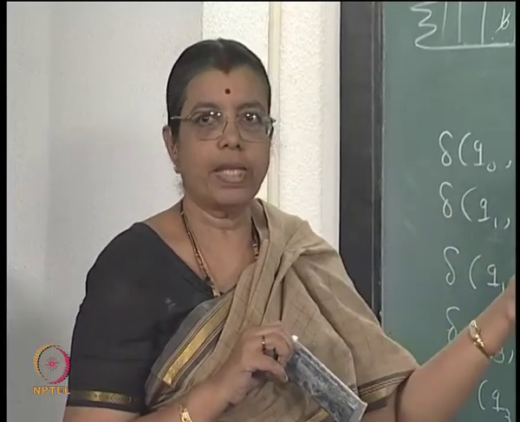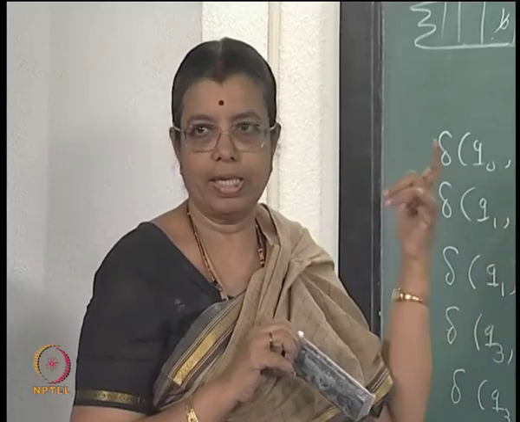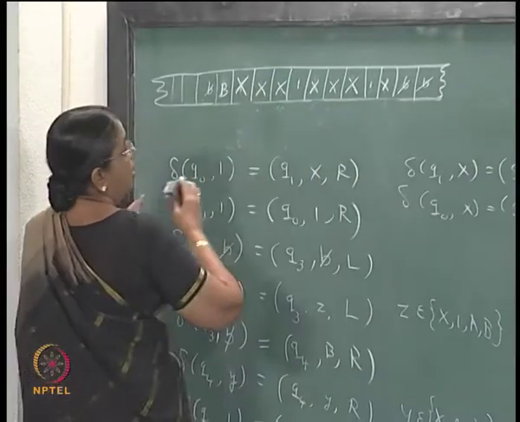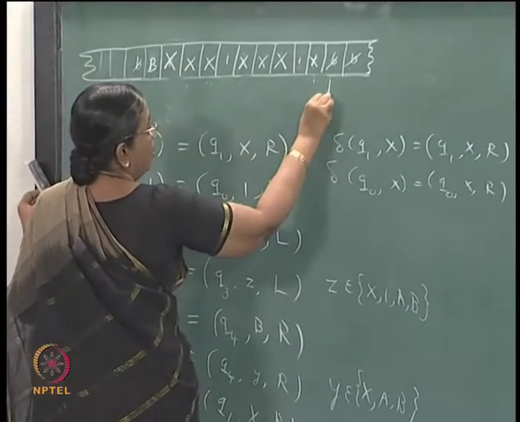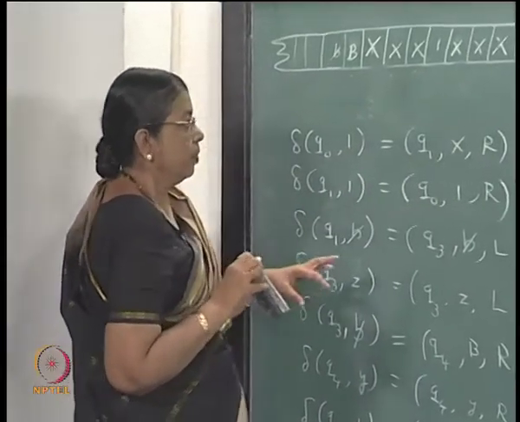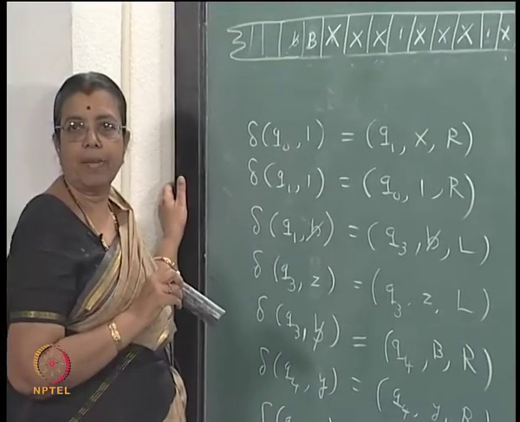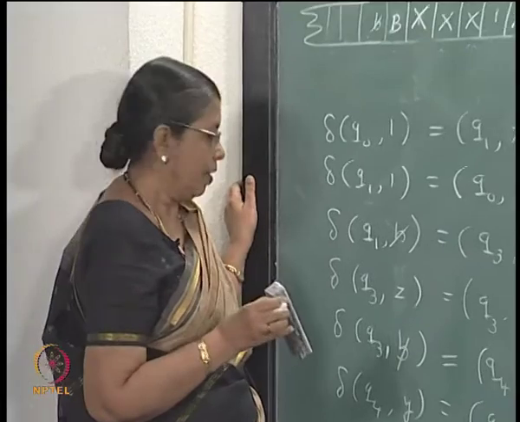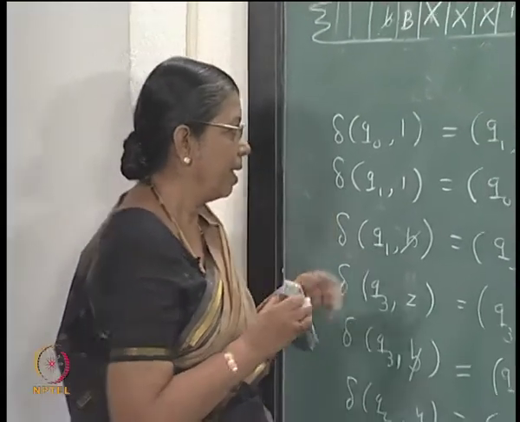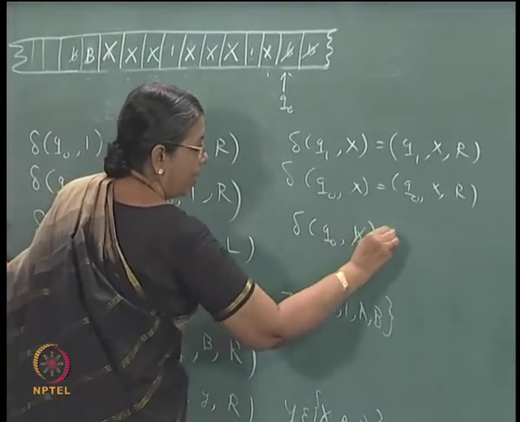When it passes over the x's, it just moves right, whatever state it is, either Q1 or Q naught, it just moves over. So, ultimately when it reaches the end, here it is Q naught, so it will reach the blank symbol in state Q naught. That means it has come across even number of ones. So, in Q naught it sees a blank. So, delta of Q naught blank.